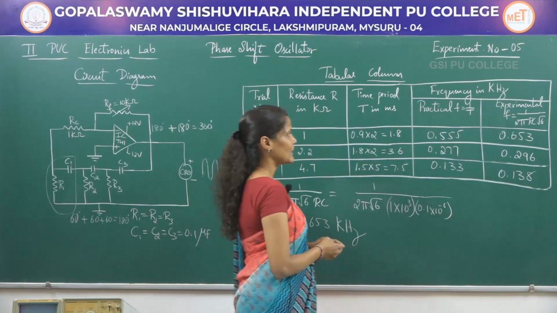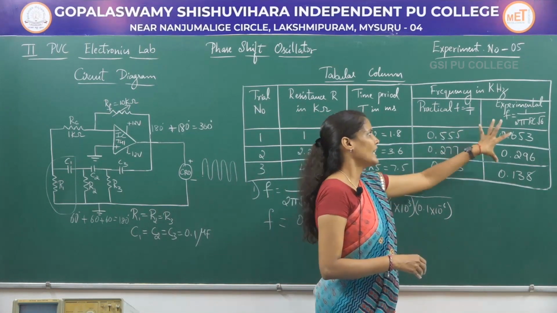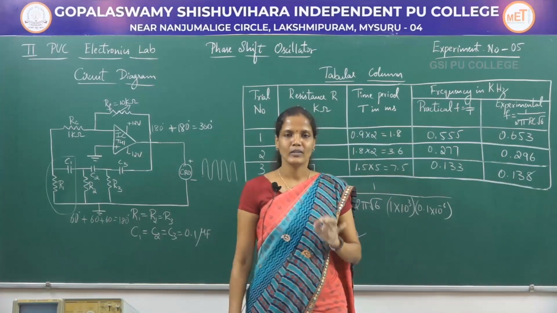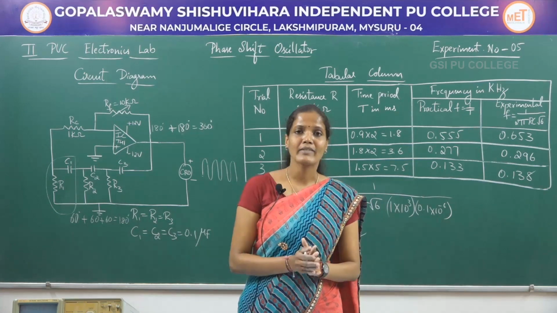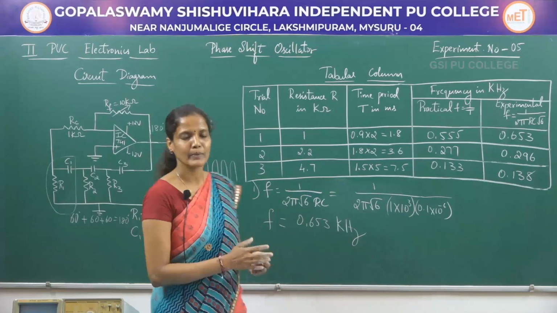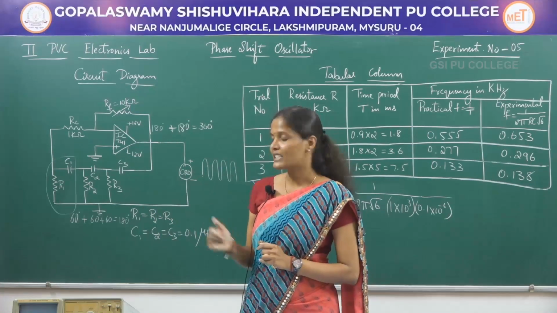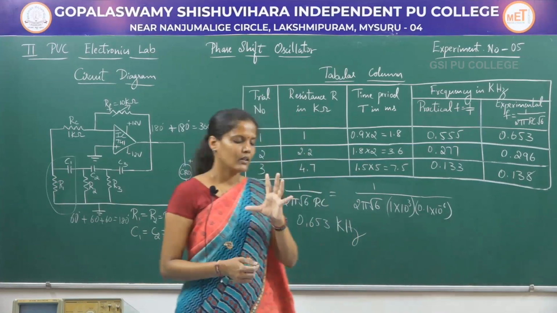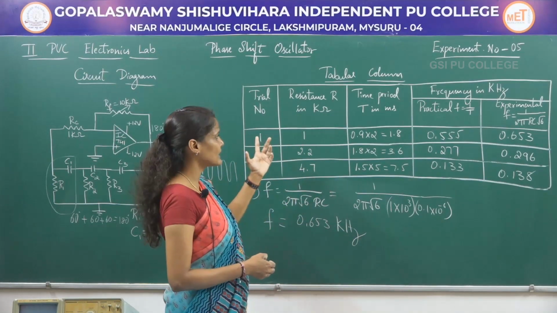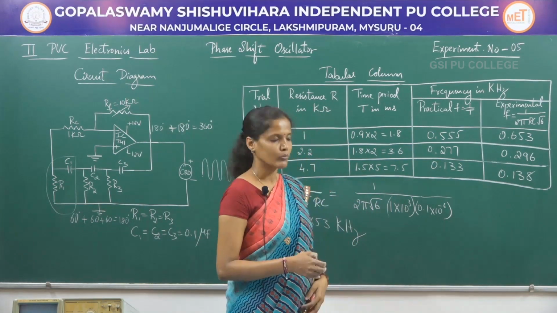So this is a tabular column for practical frequency value and theoretical frequency value. All the frequencies are in kilohertz. With this we have successfully completed the phase shift oscillator experiment, and the result of this experiment is we have constructed a circuit and done the experiment on this phase shift oscillator where the practical and theoretical frequency values are almost matching.